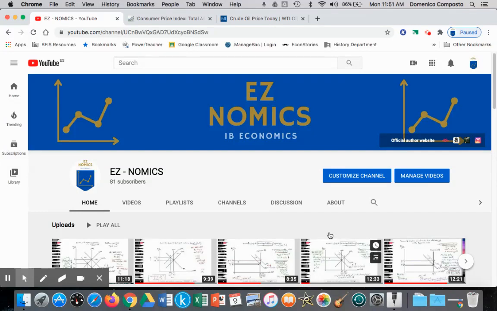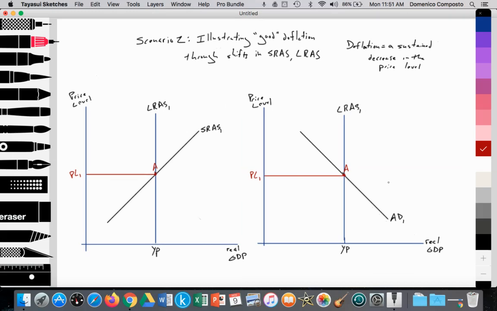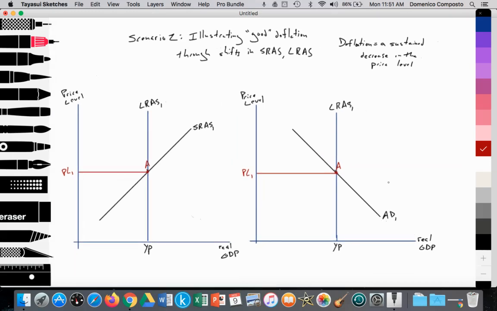And in this video, we're going to look specifically at good deflation. To illustrate this, we'll have two models that we can see here, both illustrating this concept of good deflation. And good deflation occurs when you either have an outward shift in the SRAS curve or perhaps an outward shift in the LRAS curve.